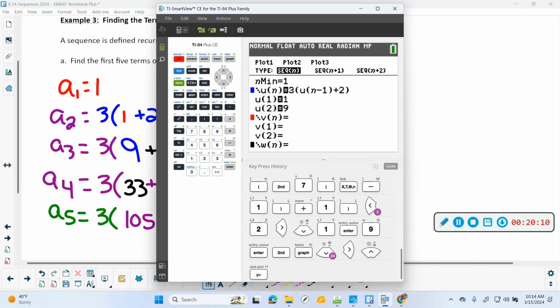So again, U is second 7, you can see it right above there. N is right here on your X key. When you switch to sequence, it takes it to N for you. You just have to type it in.